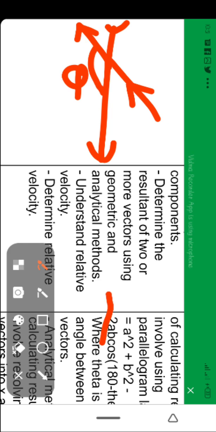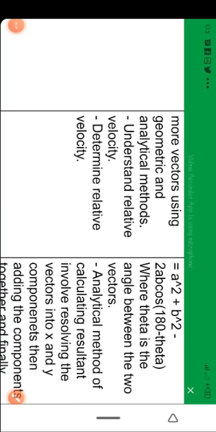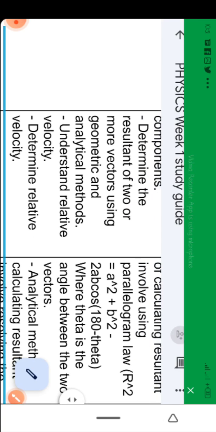And then you are good for your geometric method, and you will always get the answer right, so long as you're able to identify and locate the angle between the two vectors, which is the theta. So the parallelogram law is what? R squared equals a squared plus b squared minus 2ab cos (180 minus theta).